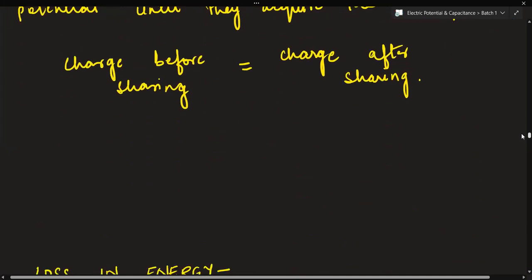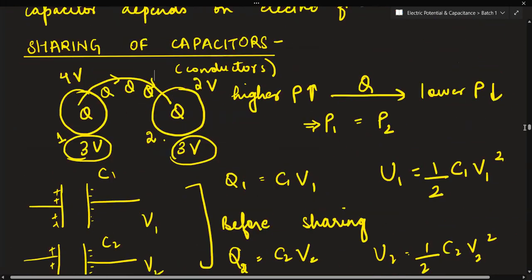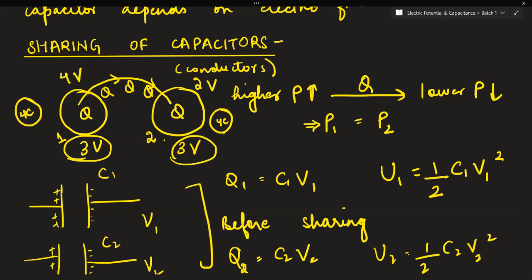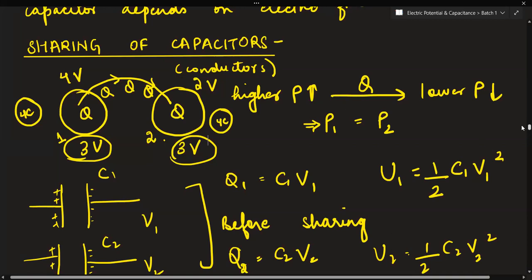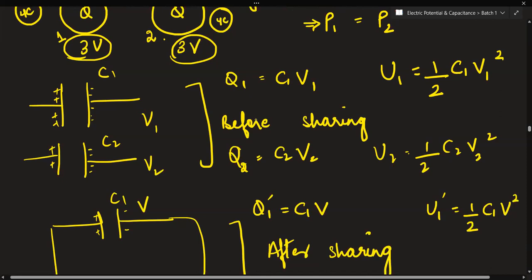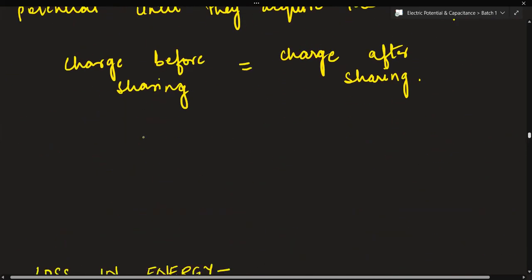Okay, see, I was telling you charge before sharing will still be equal to the charge after sharing. Like, let's say 4 coulombs has flown from the first conductor to the second conductor. So now the first conductor has no charge, the second conductor has 4 coulomb. But total charge is still 4 coulomb. So charge after sharing and before sharing are both equal. So what was the charge before sharing? Q1 and Q2. It will be equal to C1 V1 plus C2 V2.